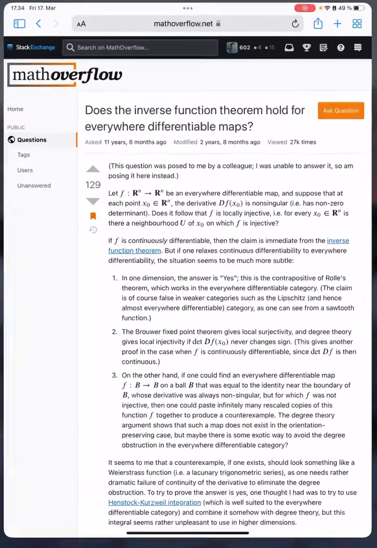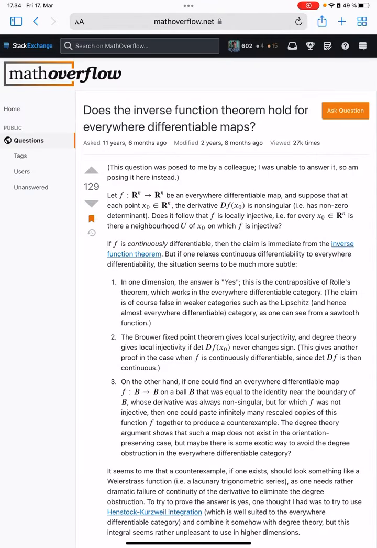and why even prominent mathematicians do that, let's look at this example on Math Overflow. Does the inverse function theorem hold for everywhere differentiable maps? First of all, the statement, the question, what do you mean the inverse function? I mean, calculus, right? Multivariable calculus. What is this doing on Math Overflow? And not even Math Statistics yet.